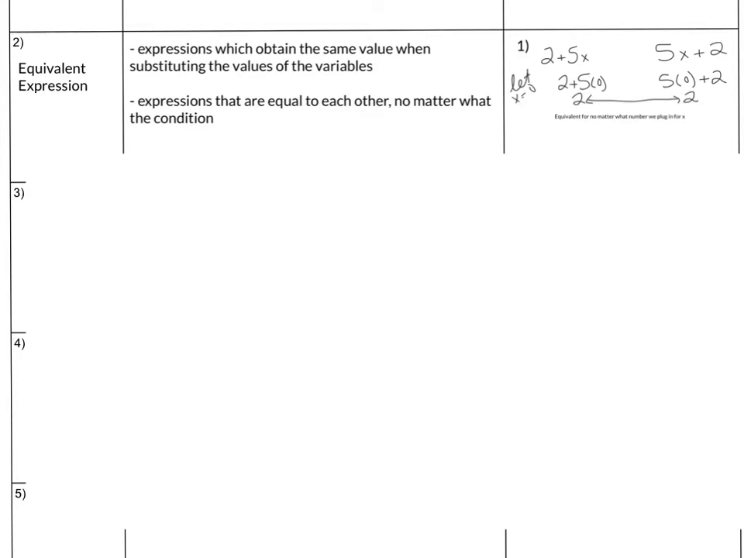So expressions that are equal to each other no matter what the condition. For example, number 2. Let's say we start out with the expression 4x squared minus 2, and they tell us when x equals 1. It's telling us x equals 1, so that means that we're going to plug in that 1 value every time there's an x. And so we can plug it in, so let's do that. We get 4 times 1 squared minus 2. Okay, and then I can simplify that. So 1 squared is 1, so 4 times 1 minus 2.